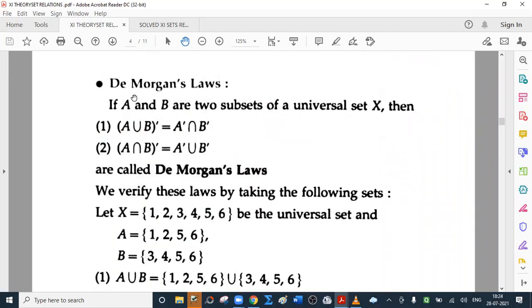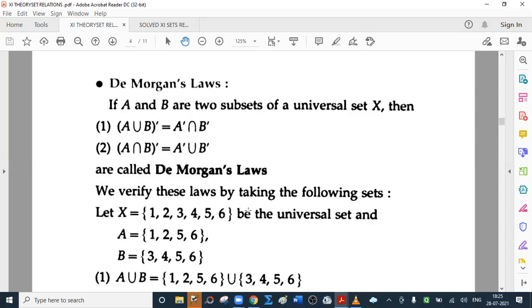Now this is very interesting. De Morgan's laws. If A and B are two subsets of a universal set X, then how will you read this? Complement of union. Complement of union is what? Intersection of complements. Second, complement of intersection is what? Union of complements. That is, A union B complement is A complement intersection B complement. And A intersection B complement is A complement union B complement. These are called as De Morgan's laws.